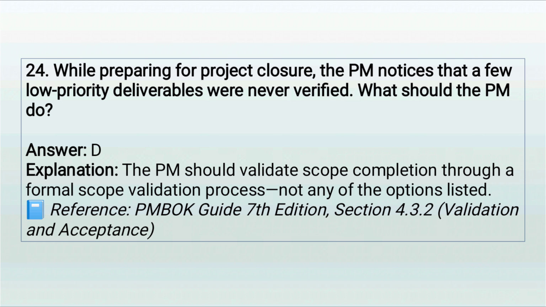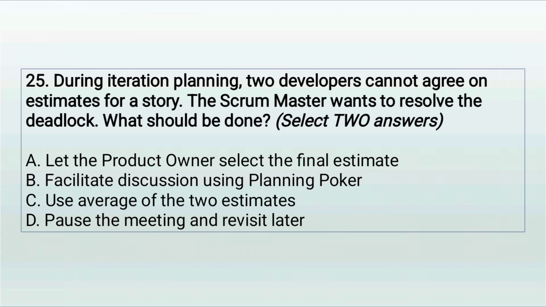Answer D. Explanation. The PM should validate scope completion through a formal scope validation process, not any of the options listed. 25. During iteration planning, two developers cannot agree on estimates for a story. The Scrum Master wants to resolve the deadlock. What should be done? Select two answers. A. Let the product owner select the final estimate. B. Facilitate discussion using planning poker. C. Use average of the two estimates. D. Pause the meeting and revisit later.